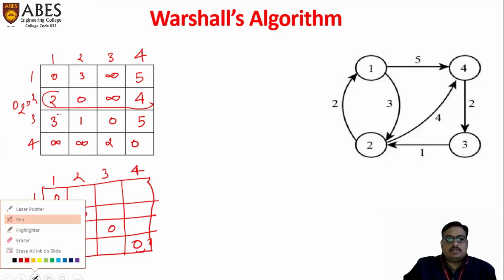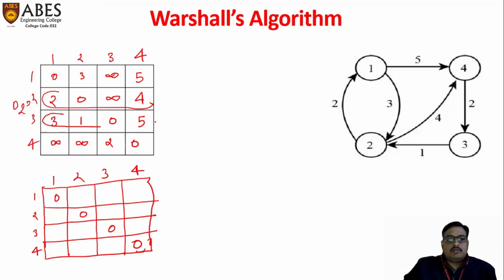We are going to consider 3. So we'll put row 3 and column 3 as the pivot. We'll copy the values: 3, 1, 5, and the third column is infinity, infinity, 0, 2, infinity, infinity, 0, and 2. Now we need to calculate the values for 1,2; 1,4; 2,1; 2,4; 4,1; and 4,2.